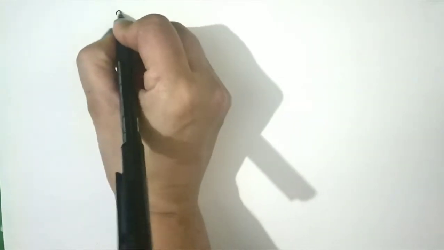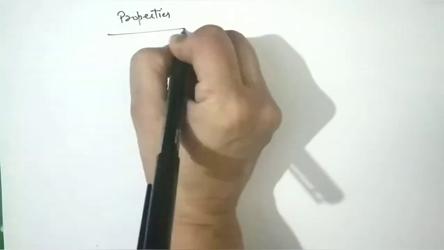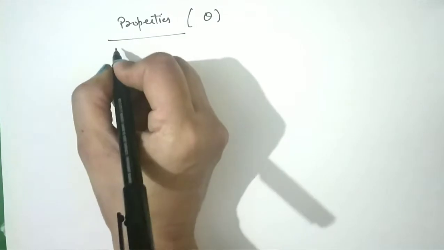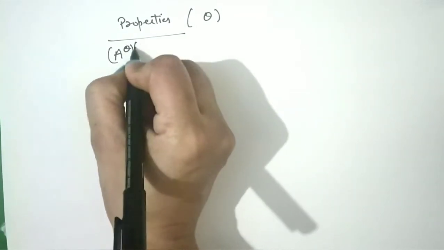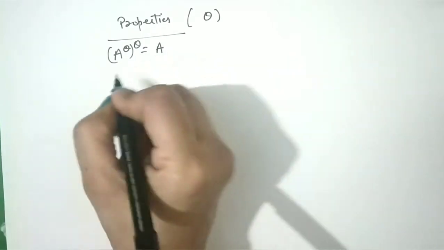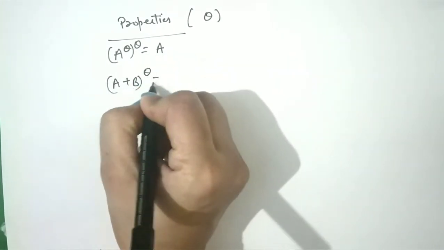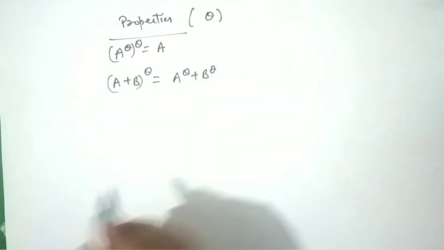Now we have some properties related to the conjugate sign theta. So what is the first property that we have already done? A theta theta will become A. Next is if we apply theta on the sum of two matrices, it will become A theta plus B theta.